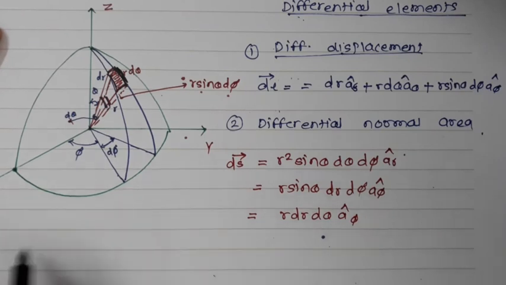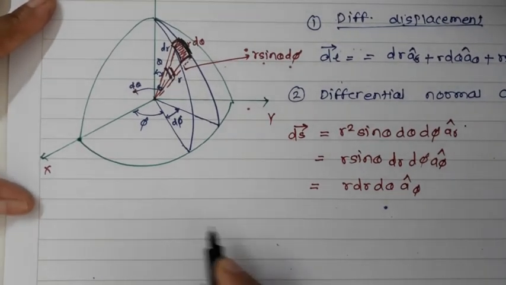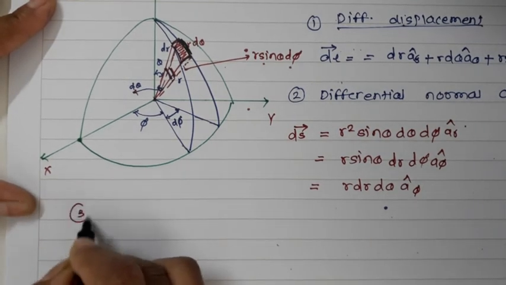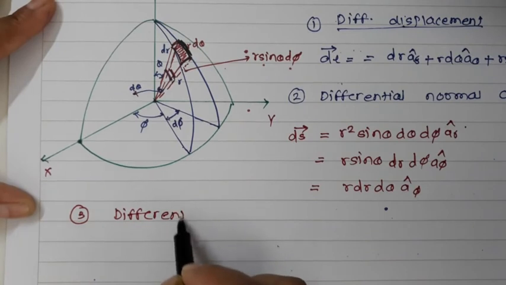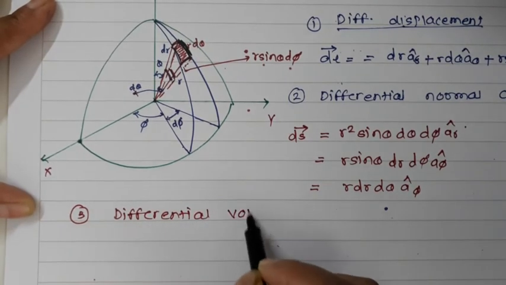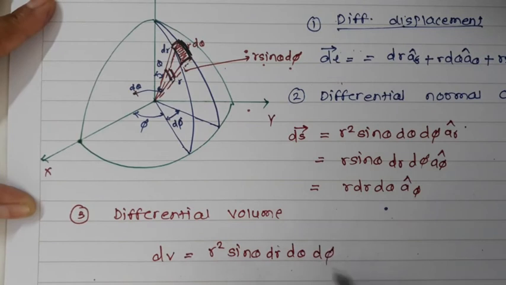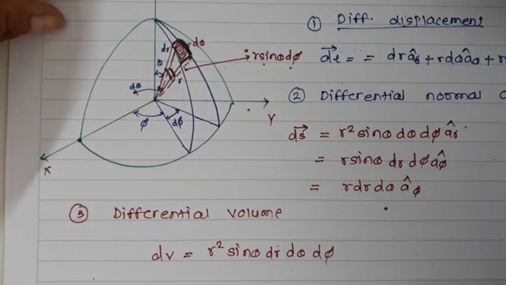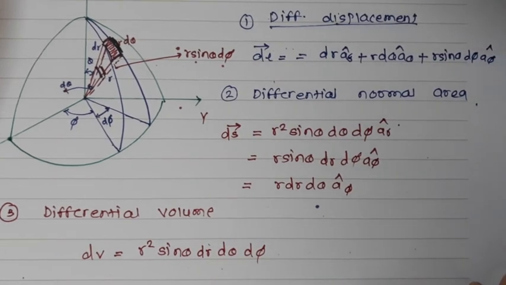And the third parameter which we are going to find out with this differential coordinate system is the differential volume. Whenever we are talking about the differential volume, dV is equal to r squared sin theta dr d theta d phi. So this is all about the differential elements, as we need these differential elements when we are calculating the parameters of the antenna.